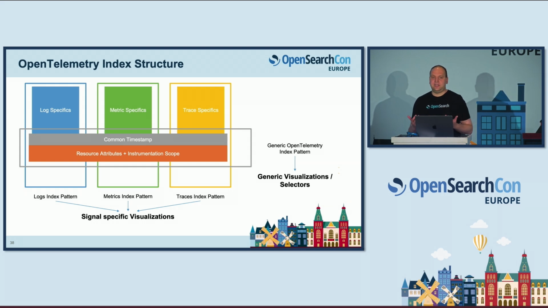So if somebody asks me, on what kind of workloads do you have data? I can answer with that kind of index pattern. I don't need to know whether I have metrics, logs, or traces. I just need to know, okay, there's some event with a service name like that.